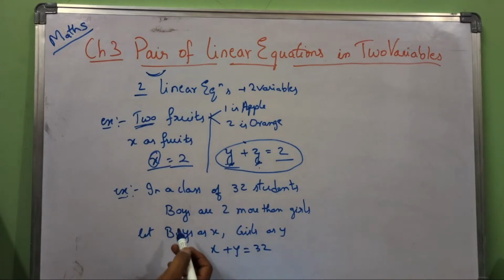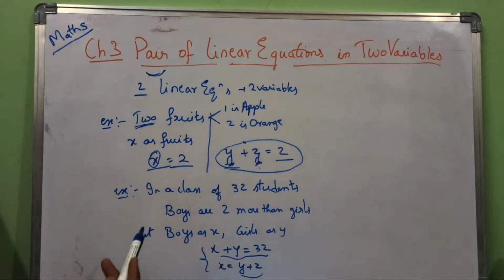The second condition: to solve two variables, definitely we need to have two conditions. So the first condition is x plus y equal to 32. We will have the second condition, that the boys are 2 more than girls. So boys is equal to girls plus 2. We'll see in this chapter how we can solve these two kinds of equations and get x and y values. First you have to understand what a pair of linear equations is.